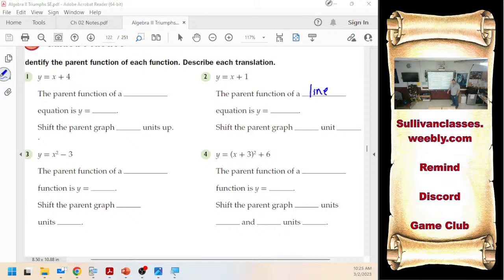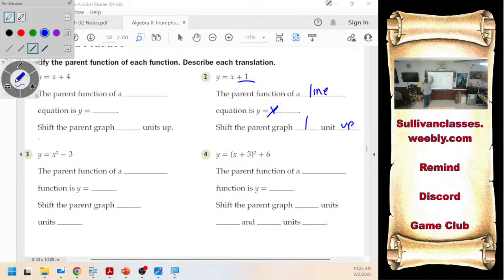What does the line's parent function look like? Y equals x. And you check out that +1. Is that +1 in parentheses, left, right, bass backwards, or out of parentheses, up, down, regular? Up, down, regular. So I will go 1 unit up.